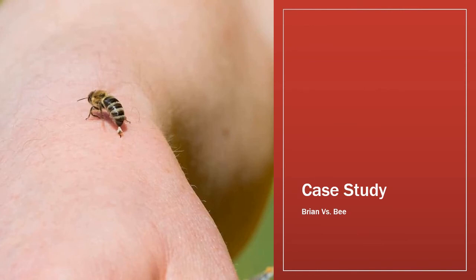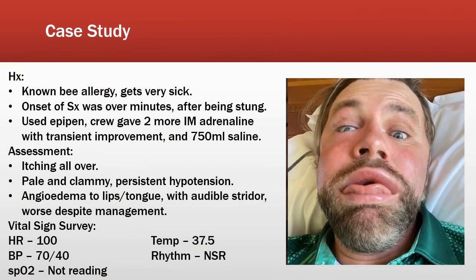And so let's finish off with a quick case, hey? In this instance, let's say you're an ICP, you've been called to assist another crew who's attending an anaphylaxis. They have arrived to find Mr. Brian. Brian was at a maker's market, testing his hand out at the beekeeping demonstration, knowing full well that he has a bee allergy and that he gets very sick, in his words.